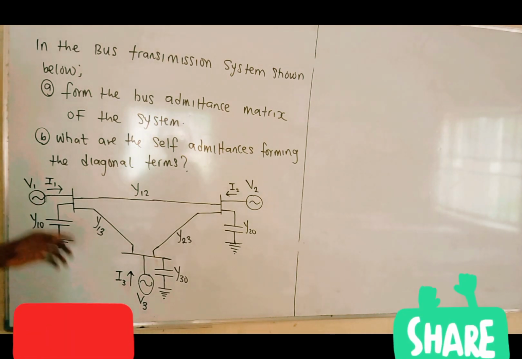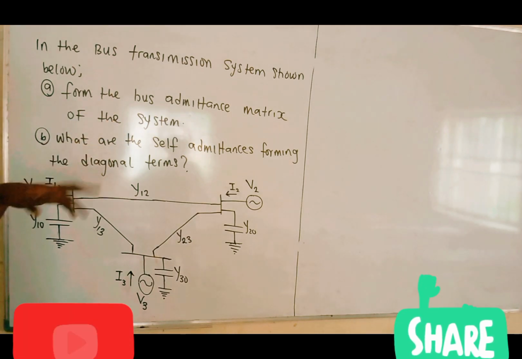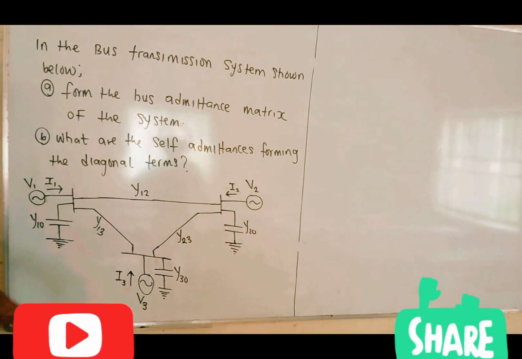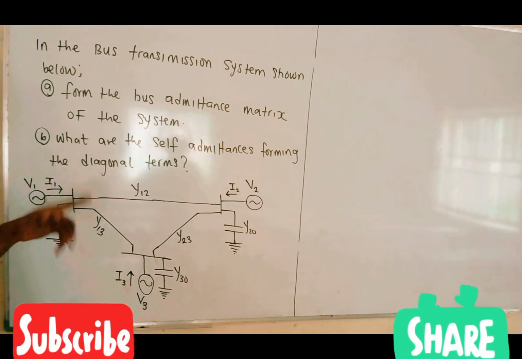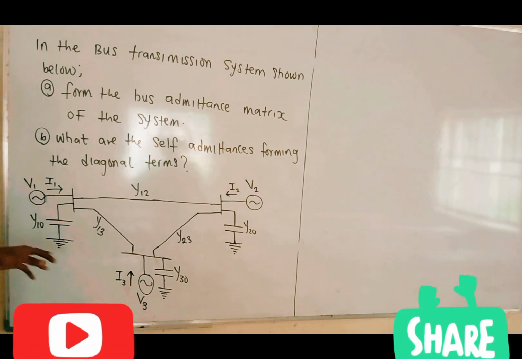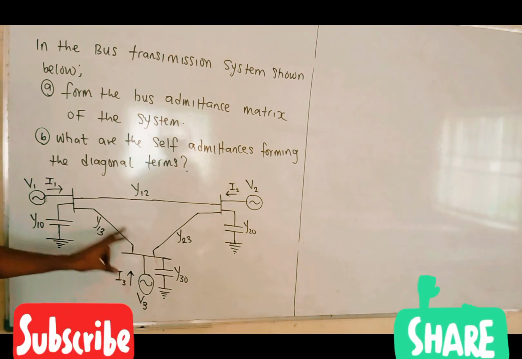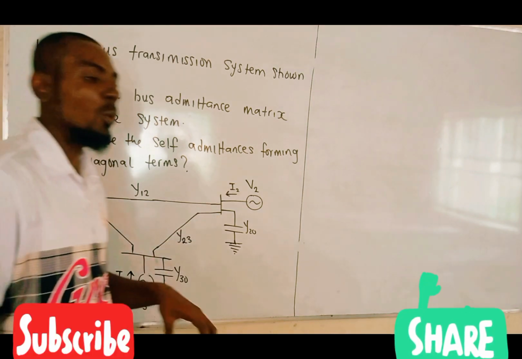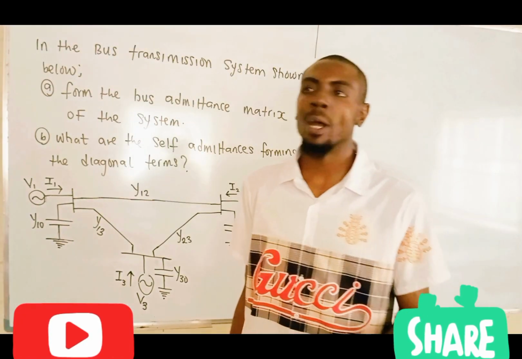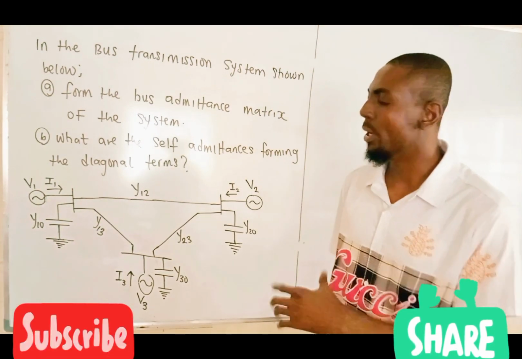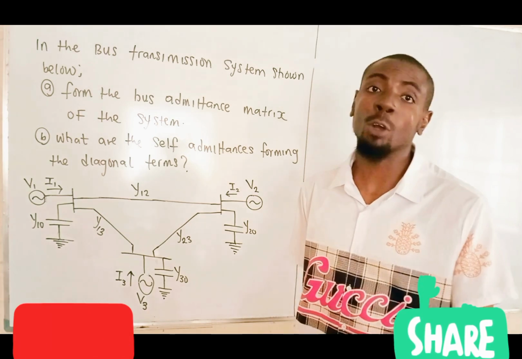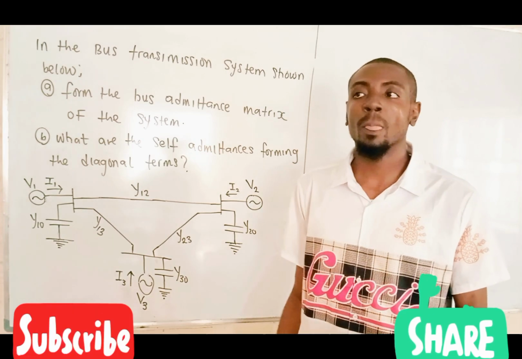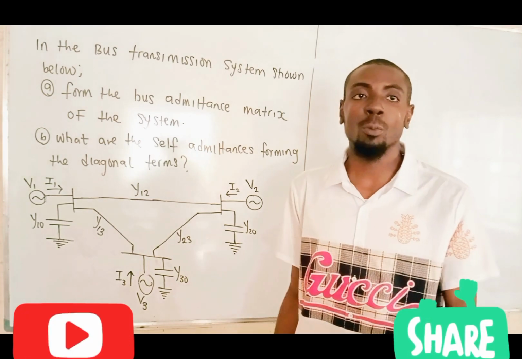The question says: in the bus transmission system shown below, A, form the bus admittance matrix of the system. B, what are the self-admittances forming the diagonal terms? It's a 3-bus system. Whenever you have a 3-bus system, you expect a 3x3 matrix. If a transmission system is made of 4 buses, then we talk of a 4x4 matrix.